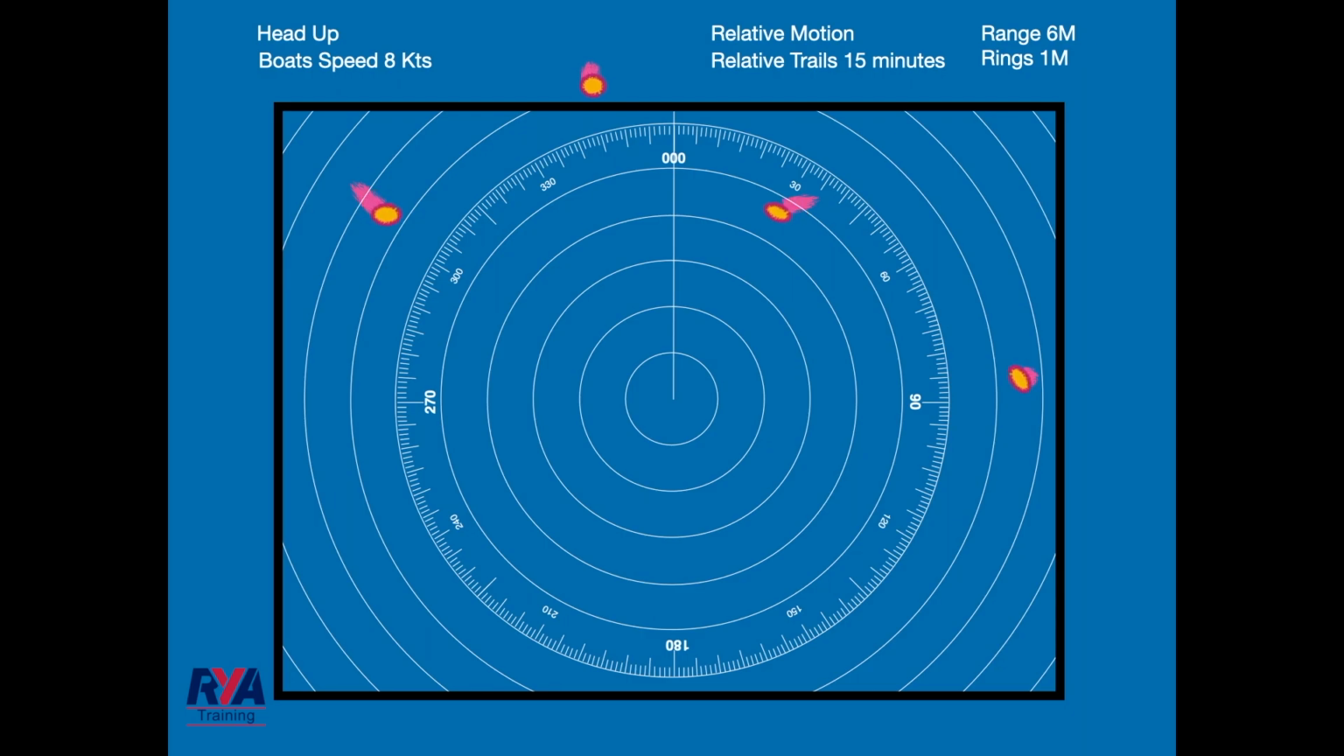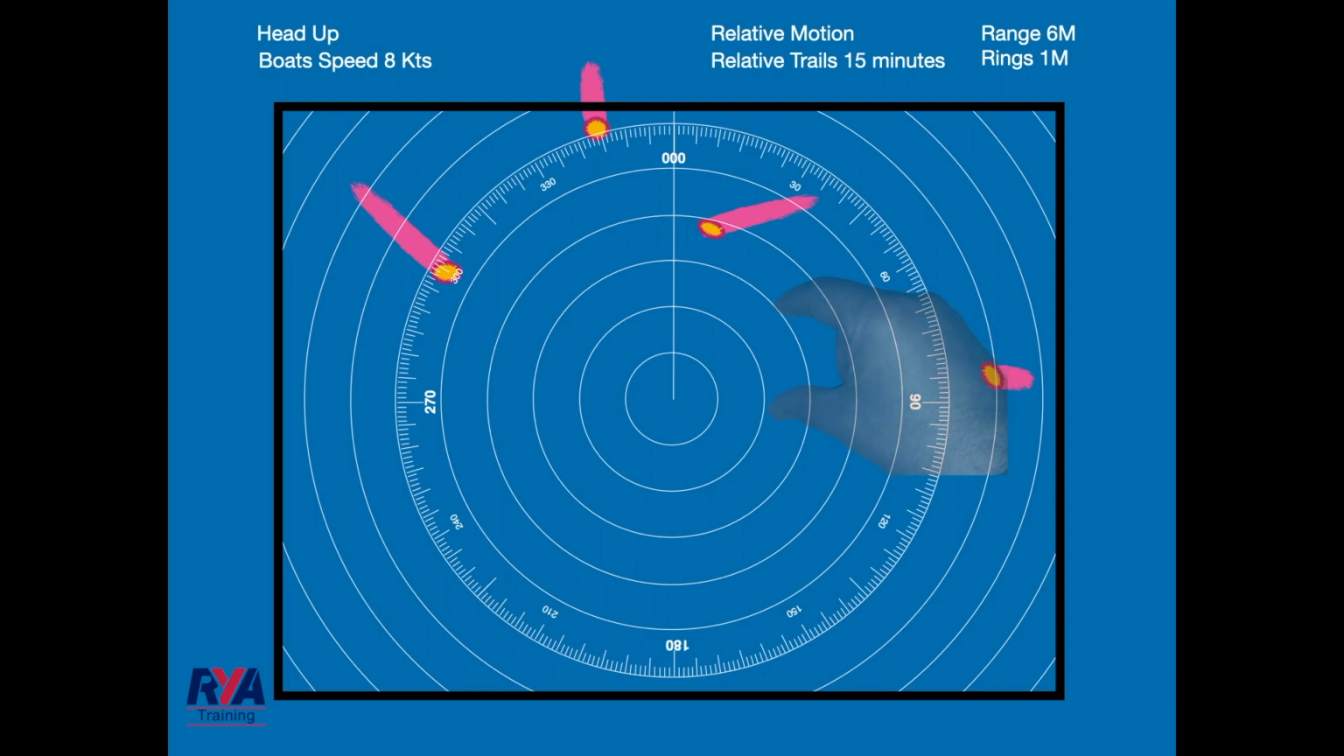Most will allow you to set the trail to represent movement over a set period of time, 15 minutes in this example. The trail instantly gives us a relative track that we can project forward to assess which are the bigger risk. We need to know our own boat speed, 8 knots in this example, and the scale of the radar display to be able to interpret this to give an approximate aspect of the target vessels.